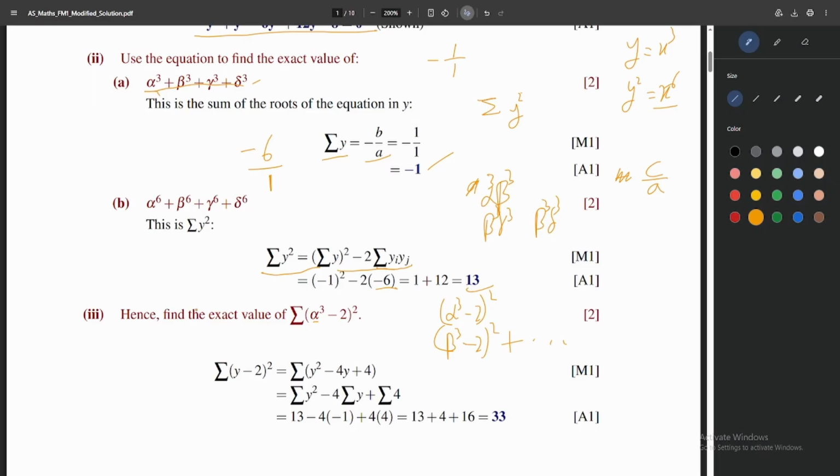So how do we do this? We first open the brackets, so we first simplify this. Since we cannot find it in this form, we just simplify and turn this into a problem we already solved.